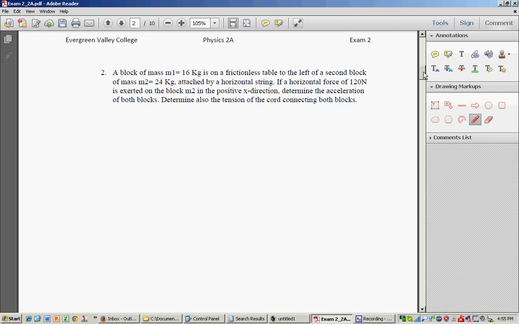In problem number 2, you have two blocks and they are connected by a string. If you do a little sketch of it, we have a block 1 and a block 2. The mass of block 1 is 16 kilograms. The mass of block 2 is 24 kilograms.